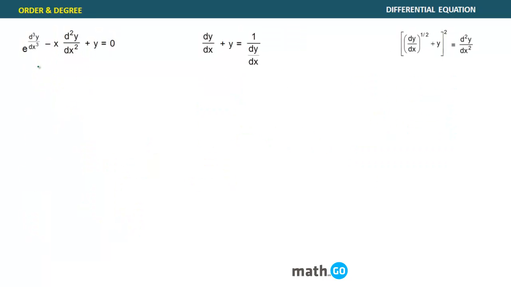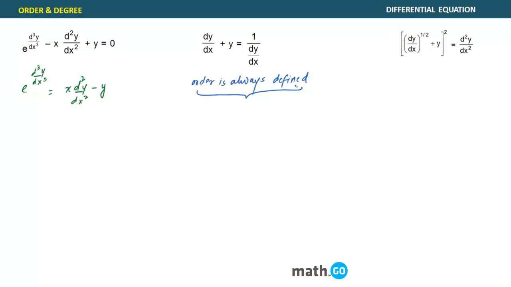Okay, now let's take this one example here. Here again it is e raised to power d3y by dx cube, and let me take it over to the other side, it is x, right? So if somebody asks you what is the order, remember that order is always defined. You cannot say that you cannot tell the order of a particular equation. Order is always defined.